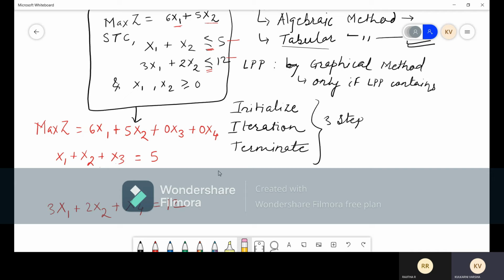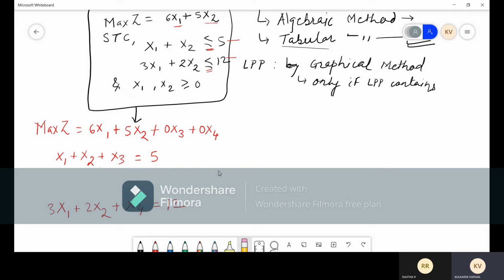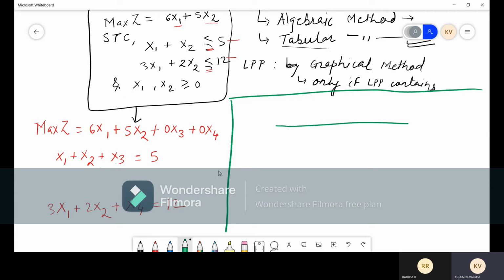Right now we have converted this, and now we need to solve it. To solve by the tabular method, we should first convert all the constraints into equations, which we have done. Now how many variables are there? x1, x2, x3 and x4, so a total of 4 variables. So the simplex algorithm by the tabular method.